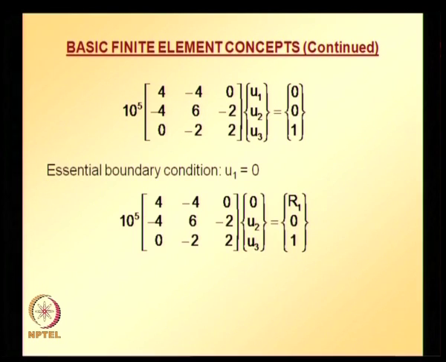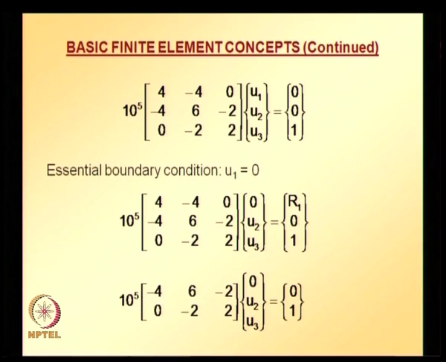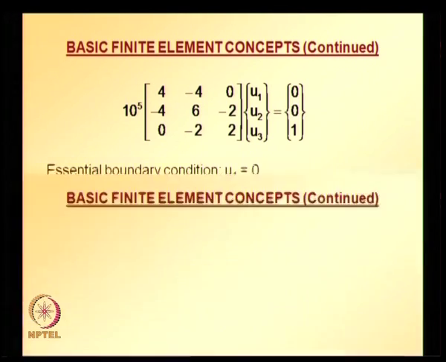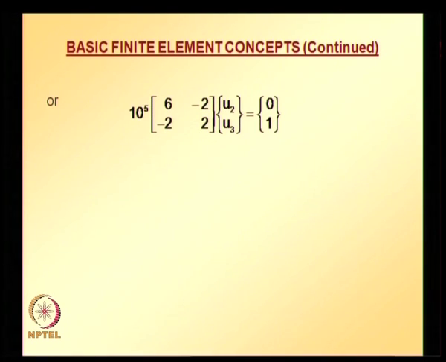Or you can actually eliminate the first row of the equation system and you can get this one. And if you do multiplication of this on the left hand side, it reduces to this one. This is what is called reduced equation system. If you compare the reduced equation system with the equation system that you have without applying the essential boundary conditions, what we basically did is, wherever essential boundary condition is applied, remove that particular row and column in the global equation system, then we can get the reduced equation system directly.